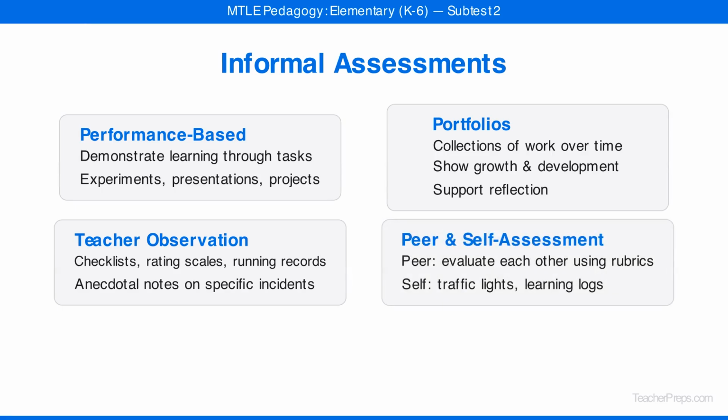Anecdotal records are brief narrative notes about specific incidents. Peer assessment has students evaluate each other's work using rubrics. This develops critical thinking and helps students internalize quality standards. Student self-assessment is a metacognitive skill where students reflect on their own learning using tools like traffic light cards, learning logs, and student-friendly rubrics. Here's the key.